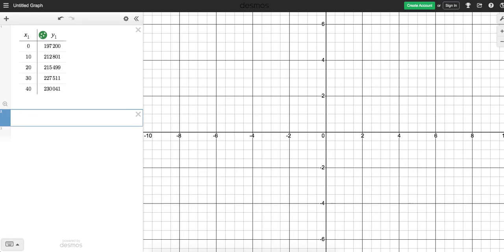So in Desmos, if you go into the plus sign and click on table, you can create a table just like I did right here. So make sure I'm in projector mode.